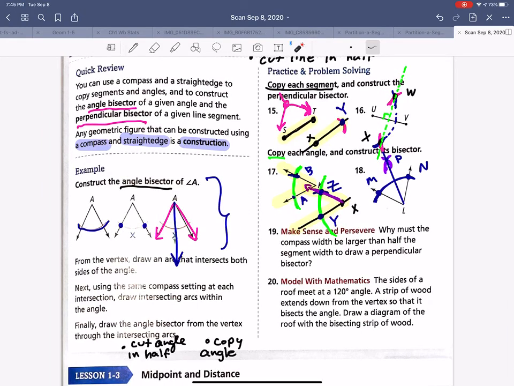So why must the compass width be larger than half if I'm going to make a perpendicular bisector? If I don't go larger than half, then I'm not going to cross. I'm just going to make circles on a line that don't meet, and I need lines to meet to make the new line perpendicular.